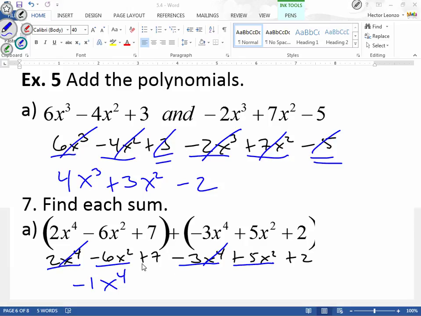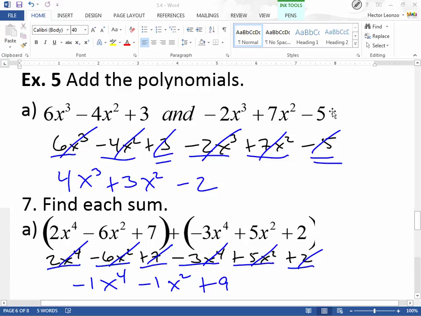After x to the third, I should have x to the second, which I see there. Let me write down my x to the second. -6, +5, that should give me a -1. So I'm going to cross those out. After x to the second, I should have an x, but I don't see an x in there. And lastly, I'm going to combine 7 plus 2, which I'm just going to call +9. I double check that I did cross every term, so that is my answer.